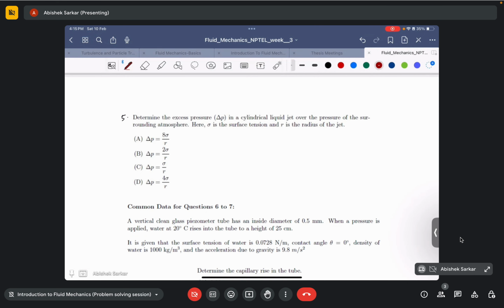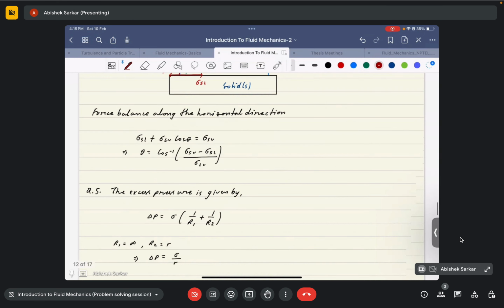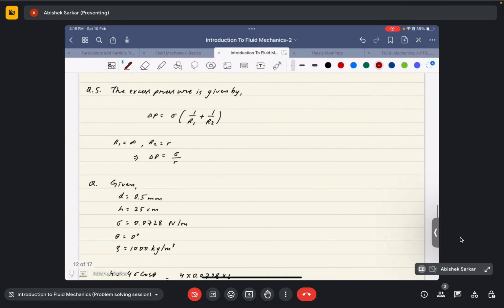It's sigma by r. And if you want to know the derivation, it's again very simple. The expression that we get, P is equal to 2 sigma by r, or delta P is equal to 4 sigma by r, is just a simplification of this generalized expression. I will not go on to say what r1 and r2 are. It's basically the curvature of the particular shape that we are considering. Say this is the surface of the bubble or liquid jet that we are considering. This surface has two curvatures.